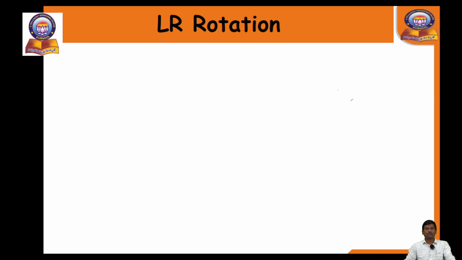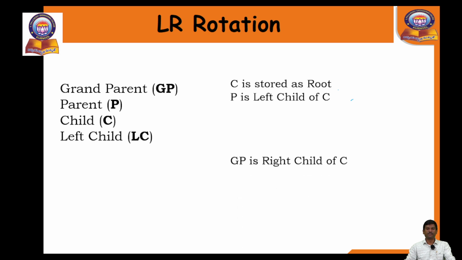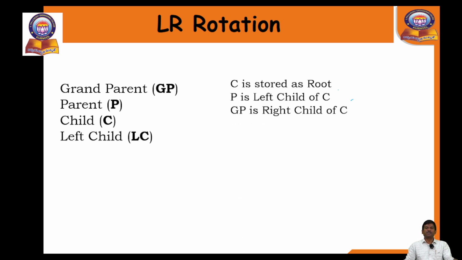When concerned about the LR rotation, the left tree is heavy compared with the right tree, and within your left tree, the right subtree is heavy. In such a case, you need to perform the LR rotation. Within your LR rotation, there are certain assumptions which are being considered. That is, consider the grandparent denoted by GP, the parent denoted by P, child C and left child, and C is stored as root. This scenario explains LR rotation.